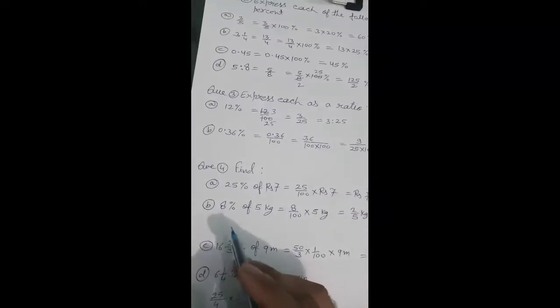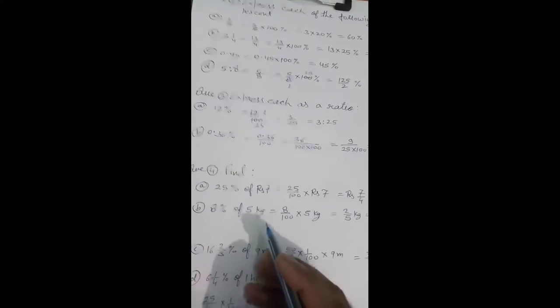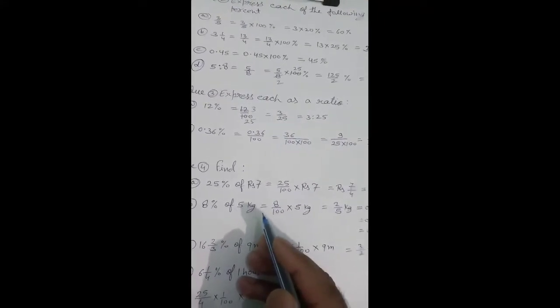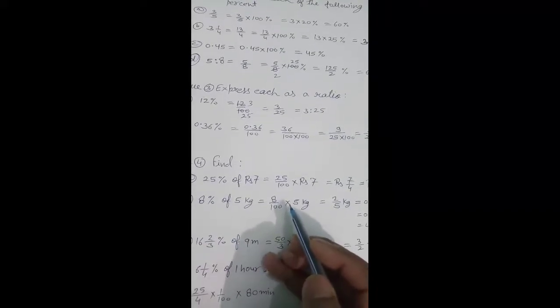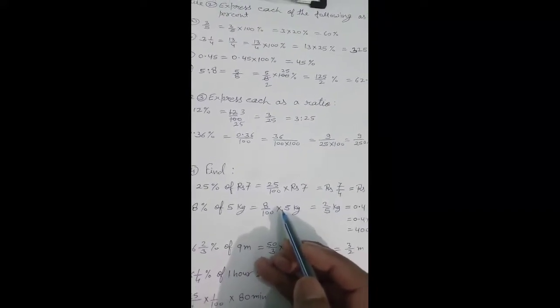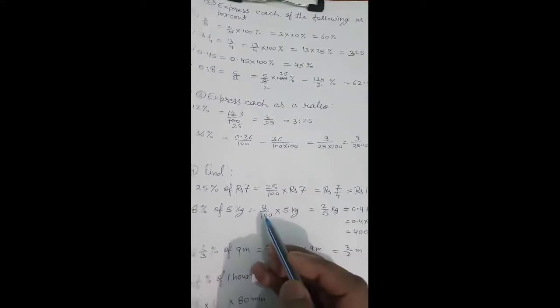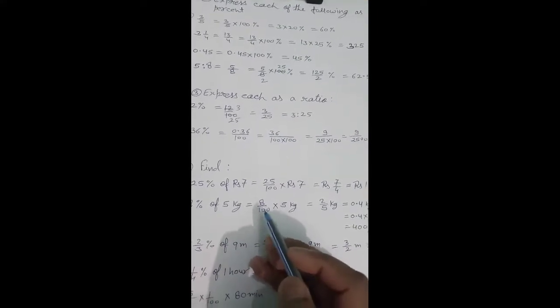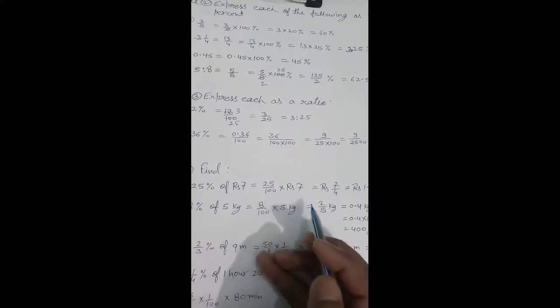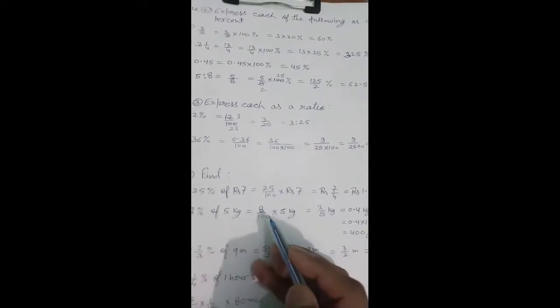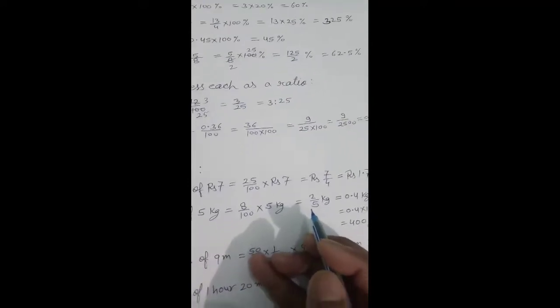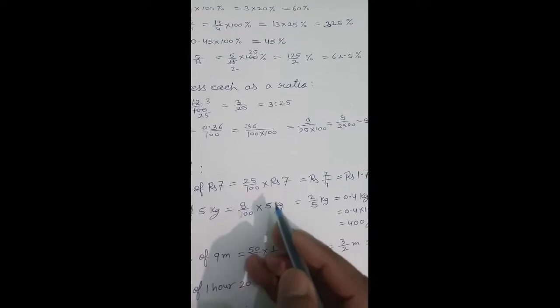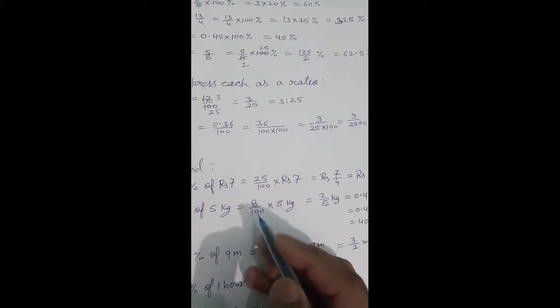Now see the second question. 8% of 5 kg. How to find the value? 8% means 8 upon 100. Of means multiplied. Okay. Now see. 8 and 100 both are divisible by 4. 8 divided by 4 you will get 2. 100 divided by 4 you will get 25. And 25 is divided by 5, then you will get 5.